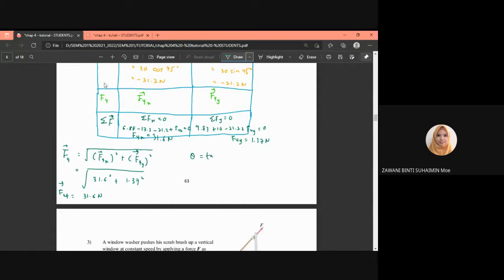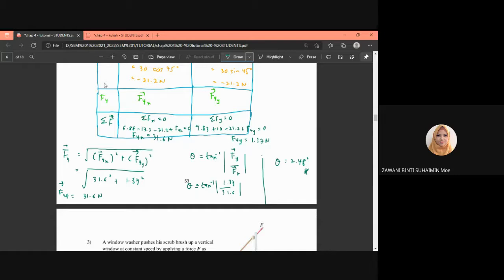Theta is equal to tan inverse, okay, the modulus of F in Y component over F in X component. Okay, so just put in the values, and then we will get our angle. So Fy, we have 1.37 over 31.6. Okay, when I press the calculator, I get theta equal to tan inverse, 2.48 degree. Okay, so if there is any mistake, let me know. Alright, so 2.48 degree. Okay, so remember theta, we have to provide one more piece of information, which is about the direction.